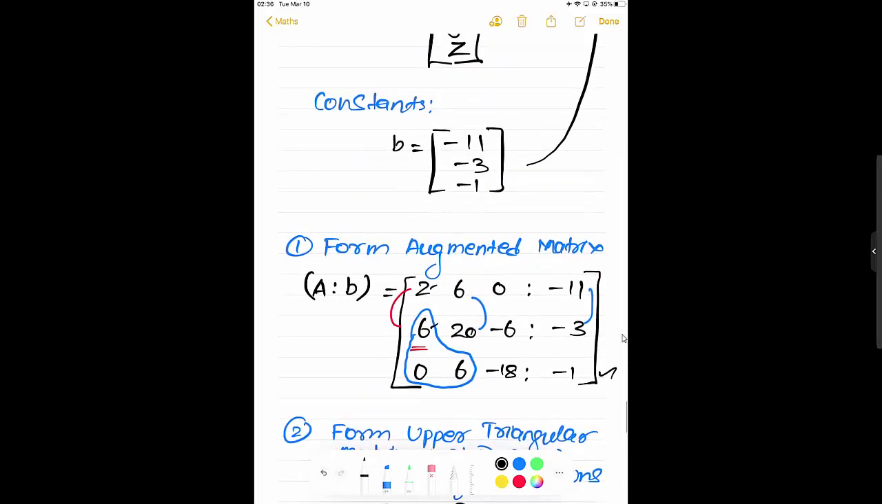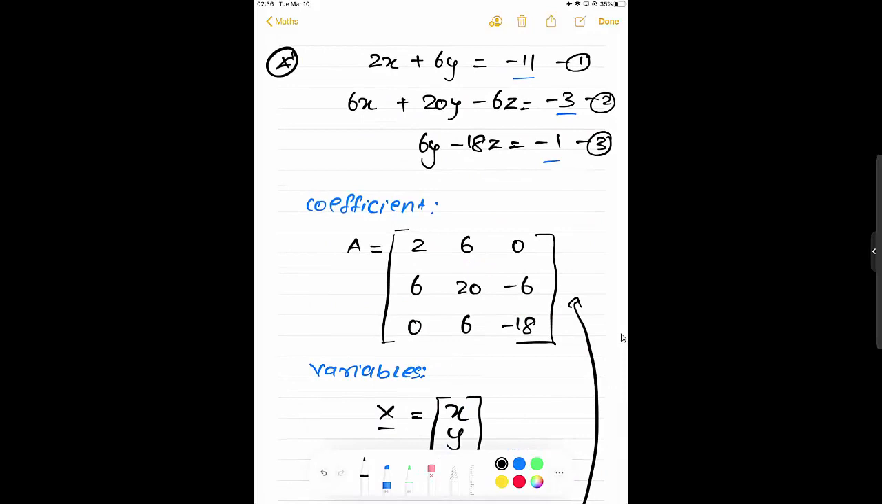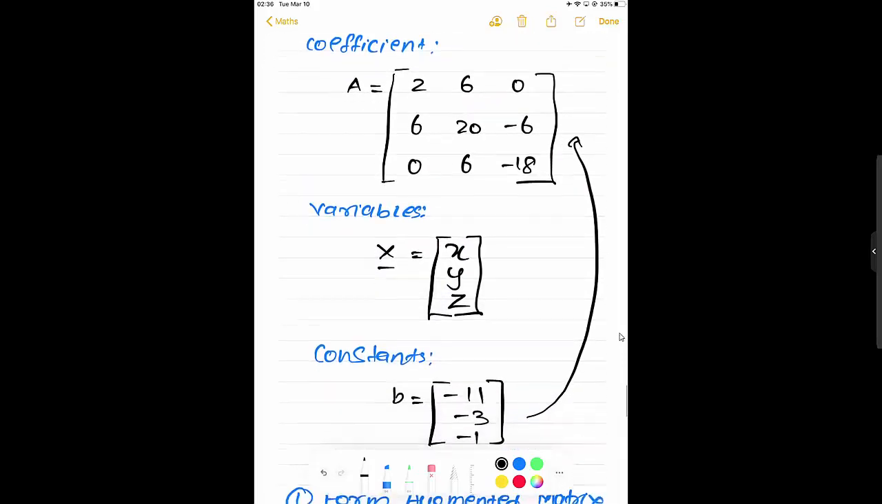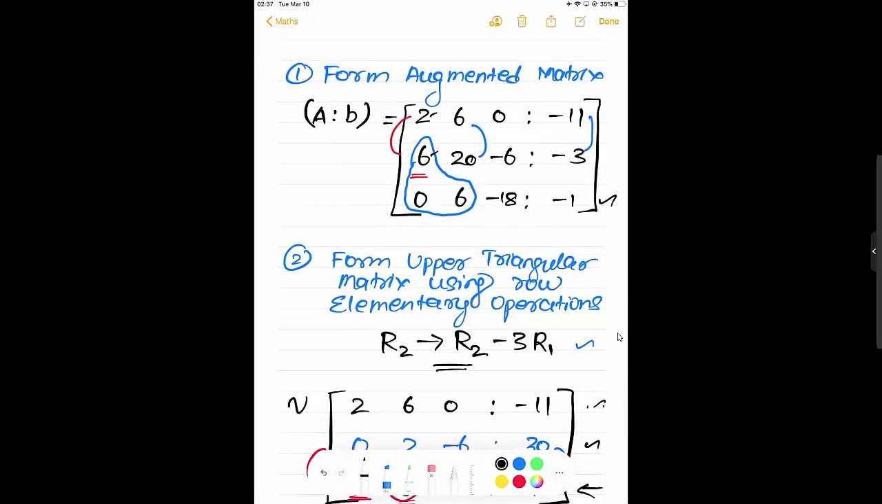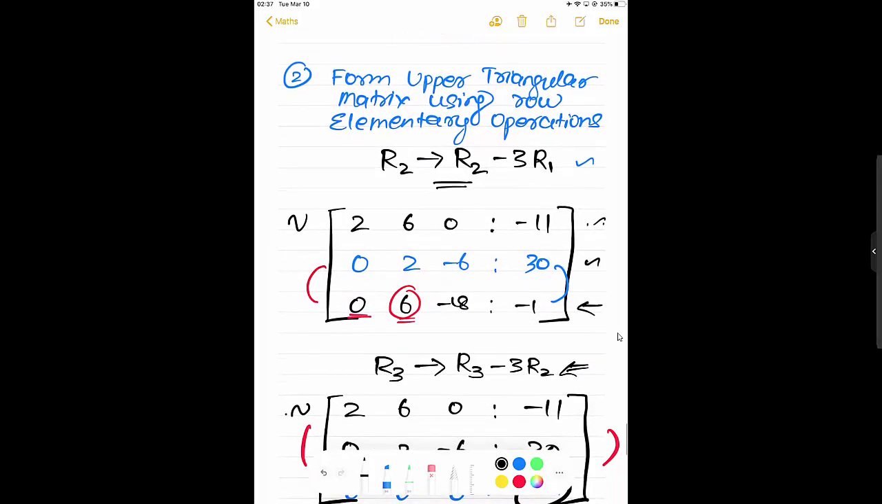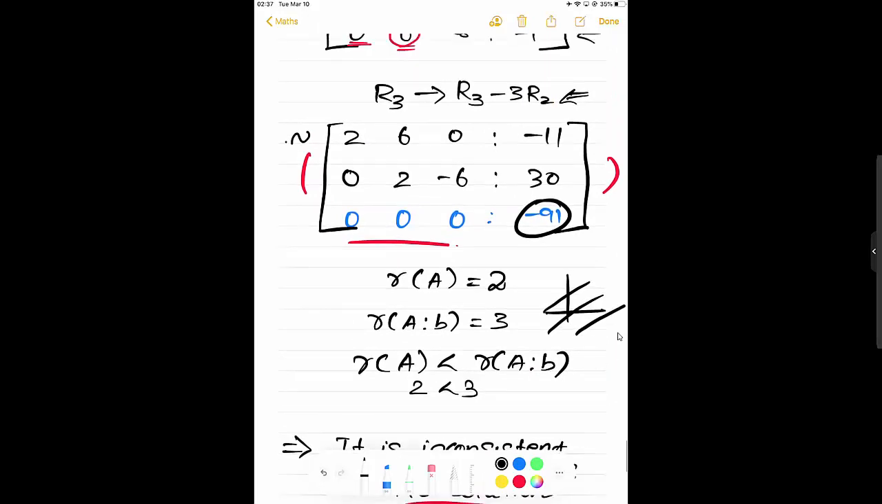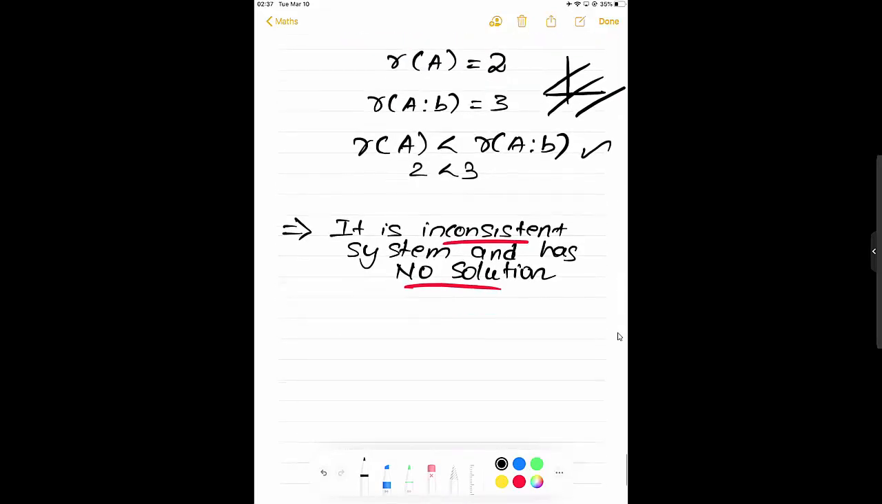Let's do a short recap. We have three linear equations. From this we found the coefficient, variables and constant. The first step is we have to form the augmented matrix by clubbing A and B values. Then we have to change that matrix to an upper triangular matrix using the row elementary operation. Finally, once we get our result, we have to check for the rank. Here the rank of matrix A is less than the rank of augmented matrix. So it is an inconsistent system and has no solution.